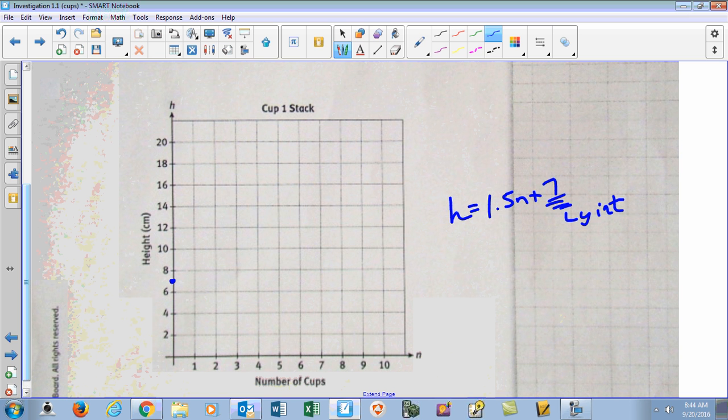So when I go to 1 cup, there's your 8.5. 2 cups is your 10. 3 cups is your 11.5. So you kind of get the idea. But now this line's going to continue, right?